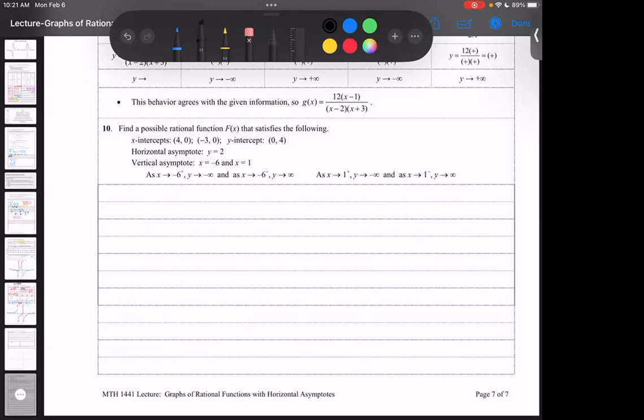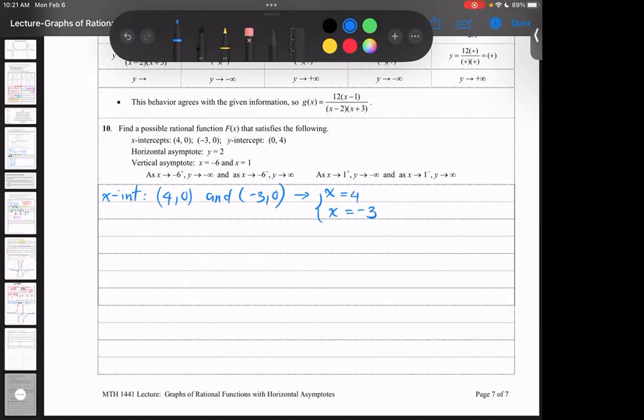The x-intercept, let me write it down here. My x-intercepts are (4, 0) and (-3, 0). This implies that is your numerator. Your x-intercept is your numerator, your solution. So this implies what? If I were to write this, it would be what? x equals 4, and then x equals -3.